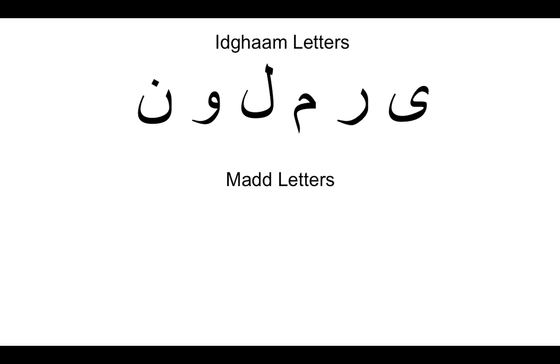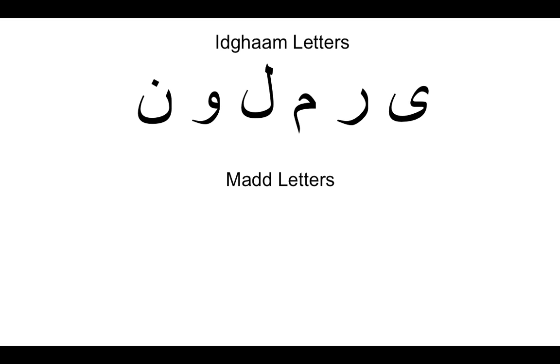We will go into the details of idgham bi ghunna, idgham bi ghayr ghunna, etc. when we cover ahkam an-nun as-sakina wa tanween in a later video. But just remember these in this specific order. Yarmalun. Ya, ra, mim, lam, waw, nun are idgham letters.